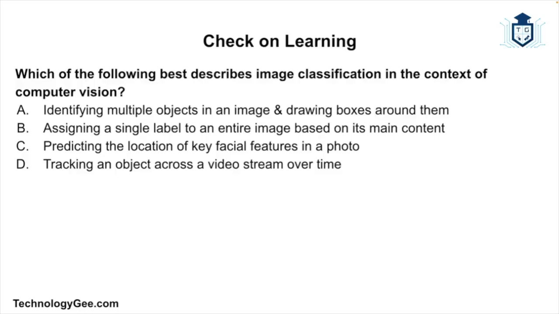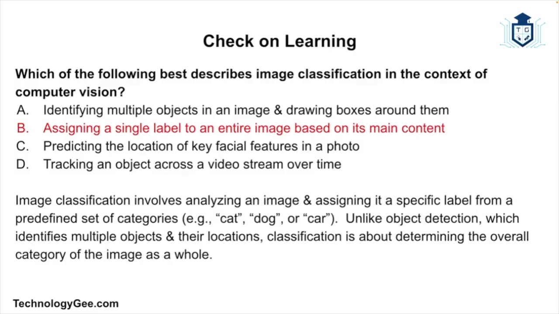Our first question is, which of the following best describes image classification in the context of computer vision? Is it identifying multiple objects in an image and drawing boxes around them? Is it assigning a single label to an entire image based on its main content? Is it predicting the location of key facial features in a photo? Or is it tracking an object across a video stream over time? And the correct answer is it is assigning a single label to an entire image based on its main content.